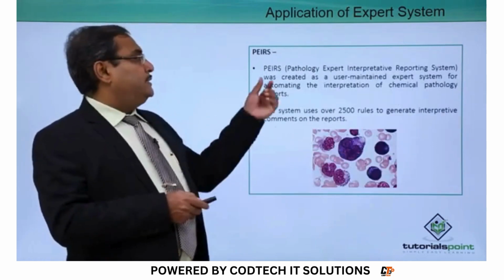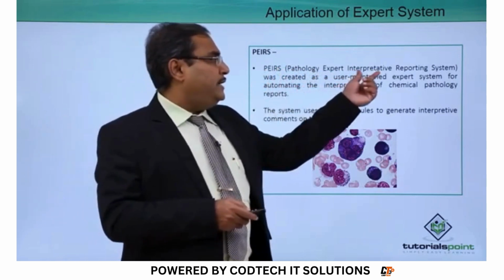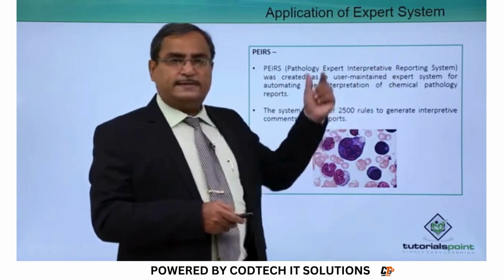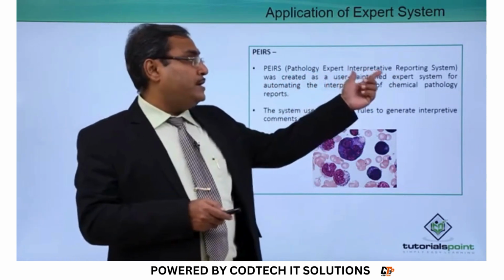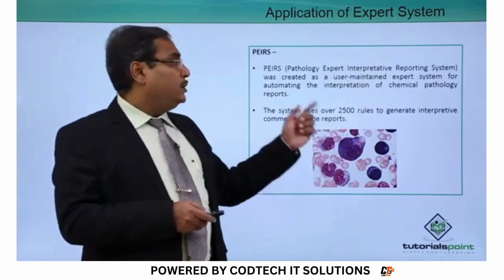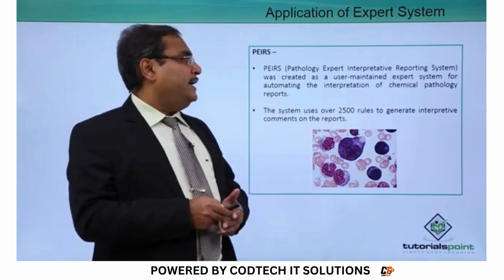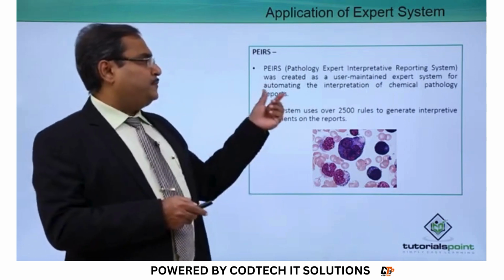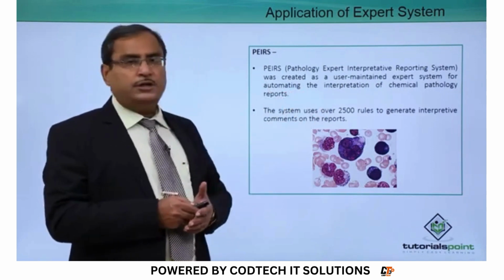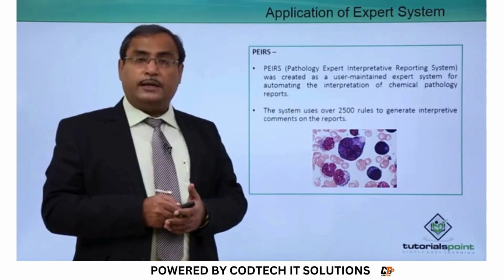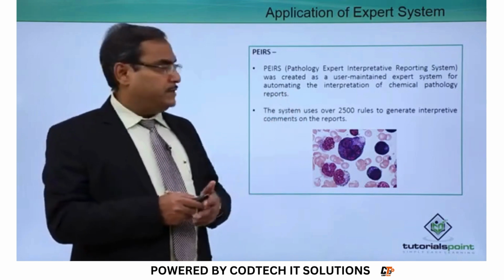Next we are going for PEIRS. That is the full form: Pathology Expert Interpretative Reporting System. PEIRS was created as a user maintained expert system for automating the interpretation of chemical pathology reports. So it will generate the chemical pathology reports through this respective expert system.